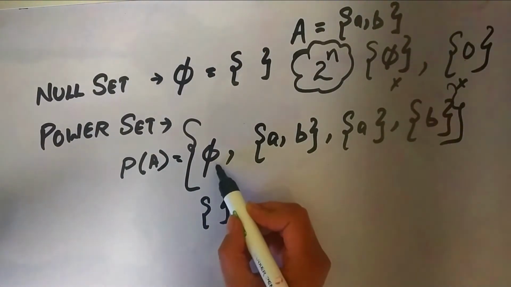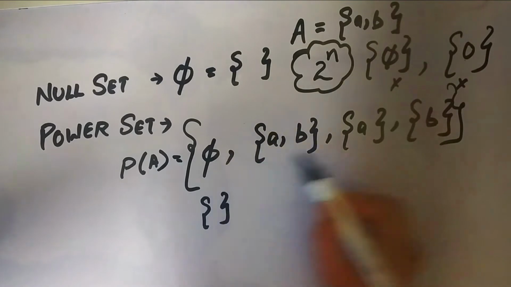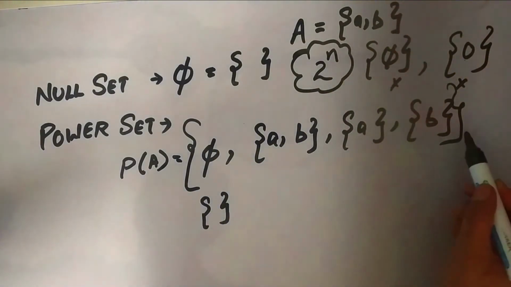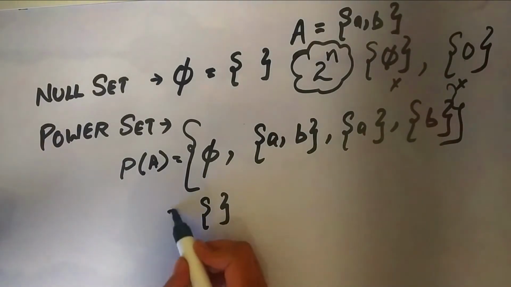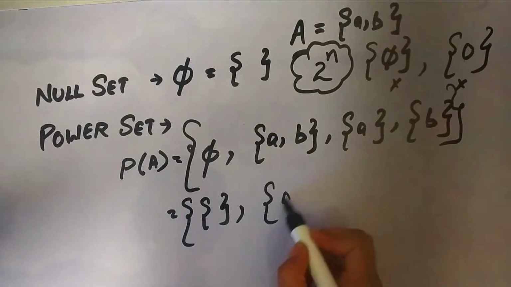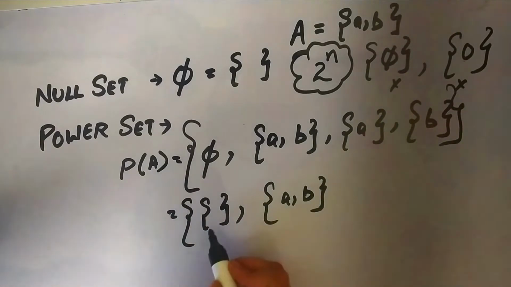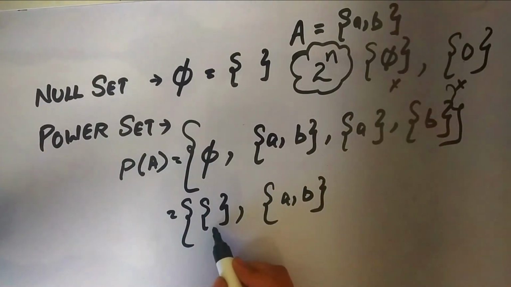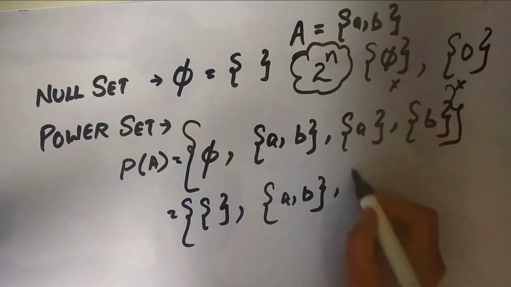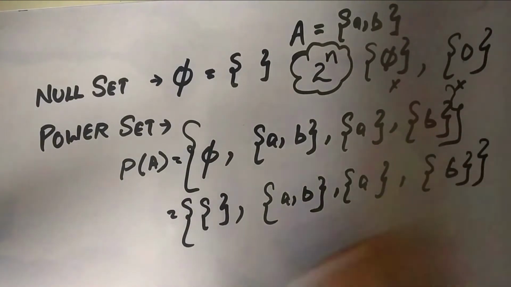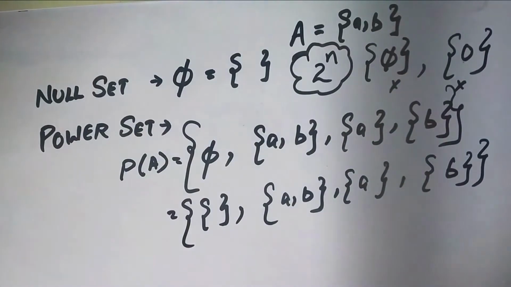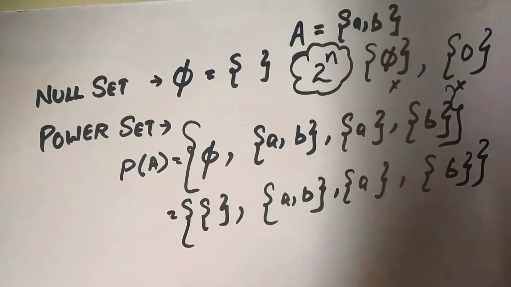How many elements does it have? 1, 2, 3, 4. So these are the elements of this set now. Or you can write this set like this also. Just instead of this, we are using this. So null set, either this or that. So these were the two misconceptions.